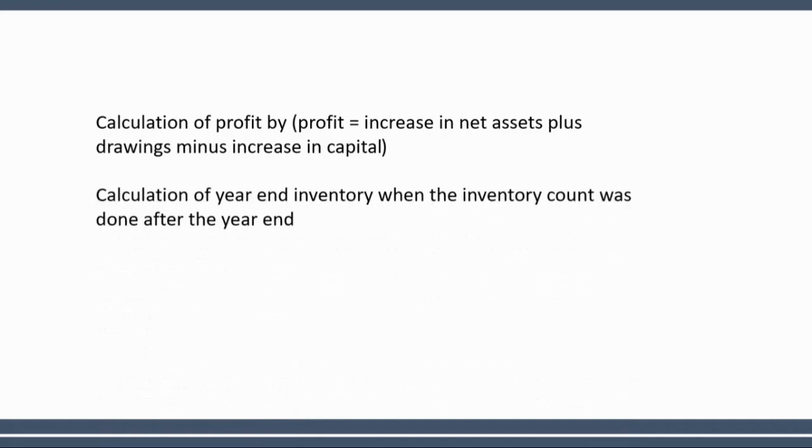And calculation of year-end inventory when the inventory count was done after the year-end. What does that mean? You should calculate your inventory on 31st of December. But the sole trader calculated inventory probably on 10th of January. So you were 10 days late. You missed the date and calculated on 10th of January. Based on the information available on 10th of January, we need to calculate what it would have been on 31st of December. So we will add or subtract purchases and sales, etc. We will do some questions on that.